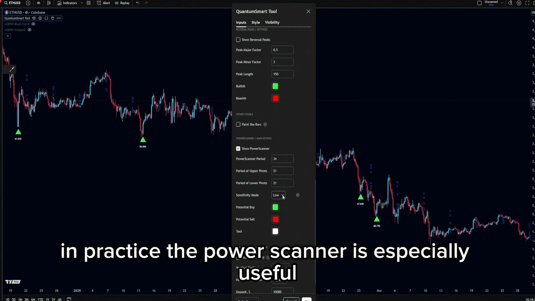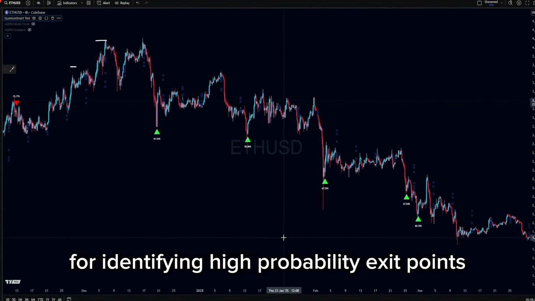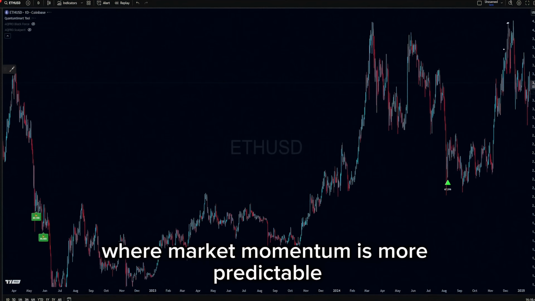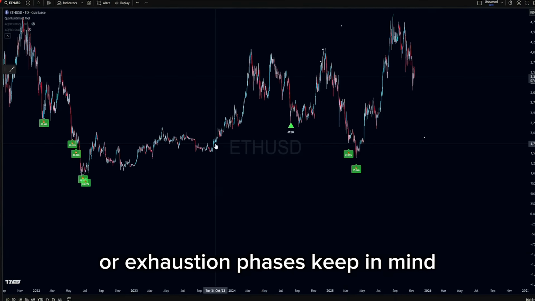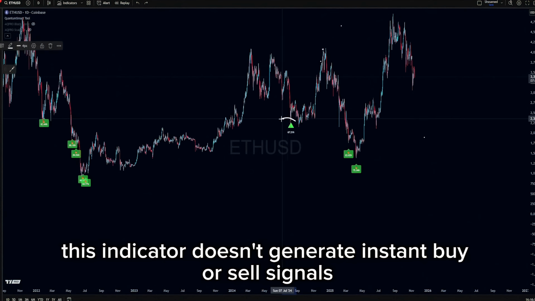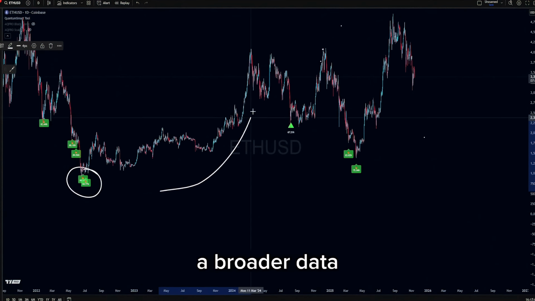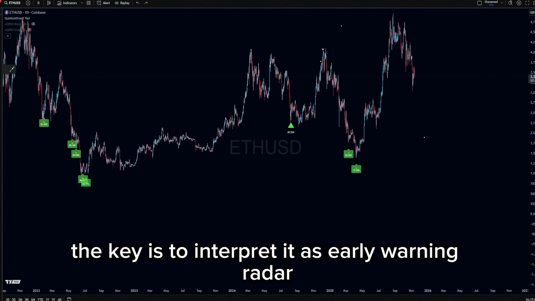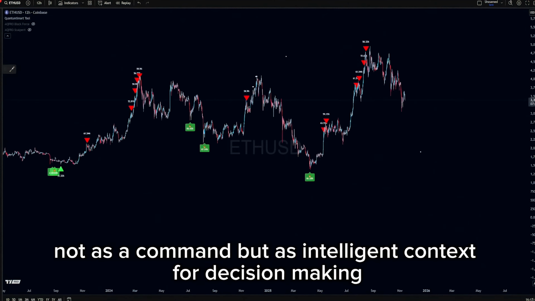In practice, the Power Scanner is especially useful for identifying high probability exit points or early reversal zones. It's particularly strong on larger time frames, where market momentum is more predictable. But it can also be used effectively during the day to spot weakening trends or exhaustion phases. Keep in mind, this indicator doesn't generate instant buy or sell signals. Instead, it provides a probabilistic overview, a broader, data-driven insight into how likely it is that the market will shift direction. The key is to interpret it as early warning radar, not as a command, but as intelligent context for decision-making.